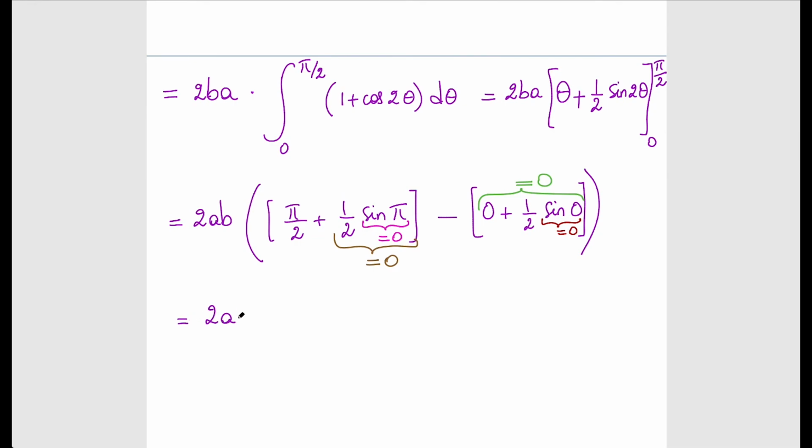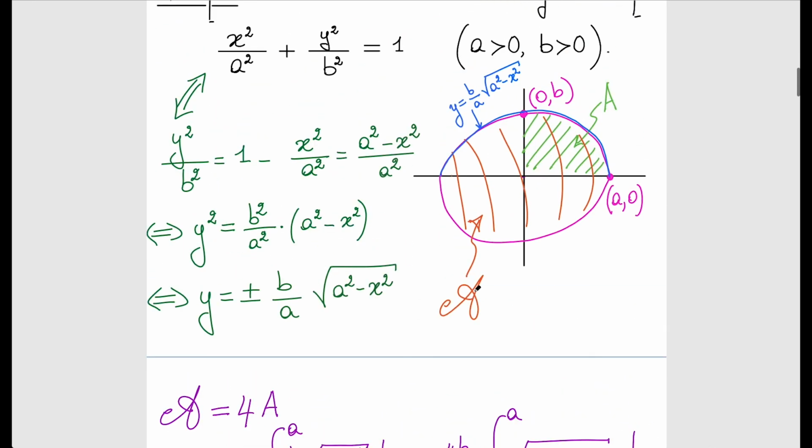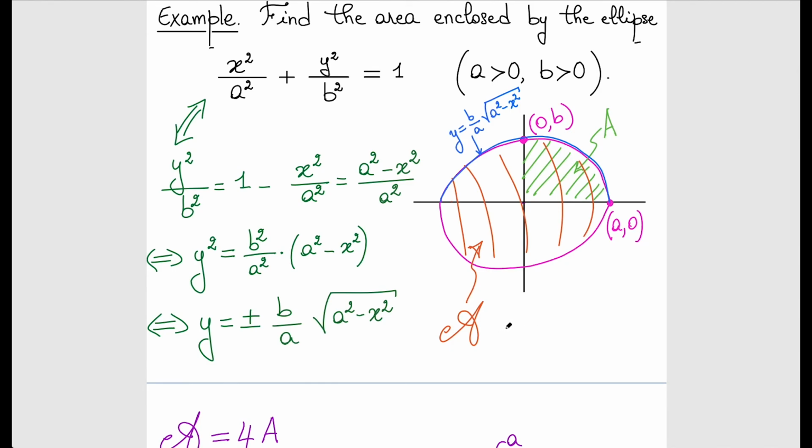So 2ab times pi over 2. Now what is that? This is pi ab if you simplify by 2, right? So it's pi times a times b. So this is the answer. This is the total area enclosed by the ellipse just discussed above, pi ab. And realize that since a circle is a particular case of an ellipse, when a and b are both equal to the radius r, in that case, since a is r and b is r, this becomes pi r squared, right? And pi r squared is the area of a circle.